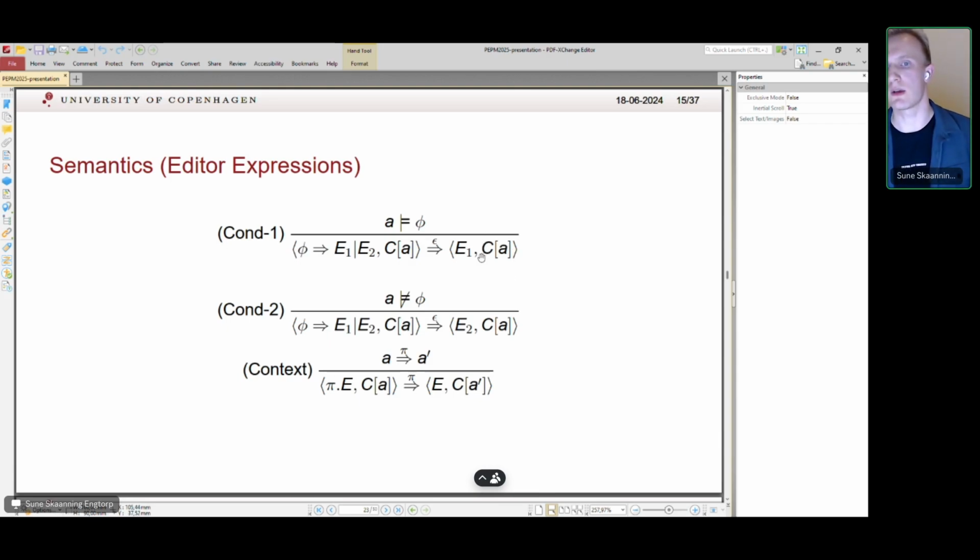And I also want to note that this notation here represents an abstract binding tree and the cursor context within it. And we also have, of course, if an ABT does not satisfy phi, then we execute E2, and the ABT remains unchanged. And then we have contexts. So given a prefix pi, if pi transforms an ABT into A prime, then prefixing an editor expression with pi will result in E with the transformed ABT.